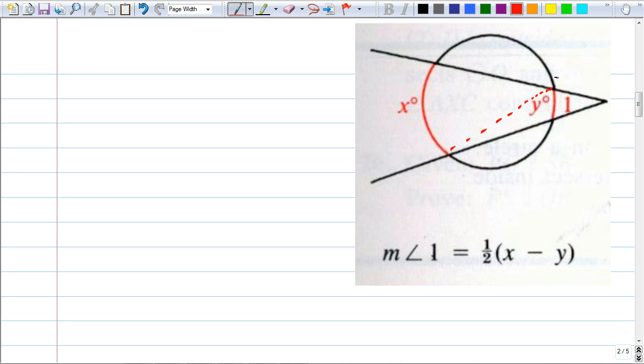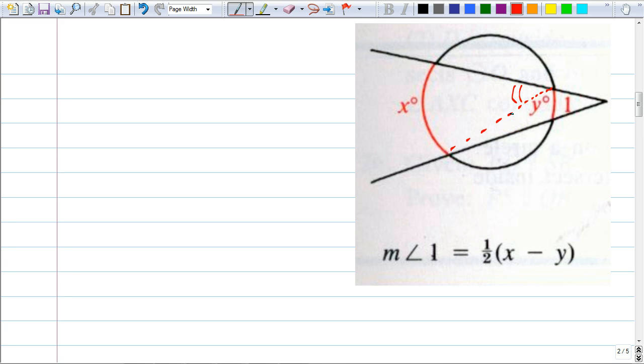Okay? So if I did this, go ahead and think about how you could show that angle 1 is equal to half of the difference of the x and y. Go ahead, everybody think about it as a group. Okay, go ahead, everybody try. Do you want a hint? I'll give you a hint. Listen carefully.